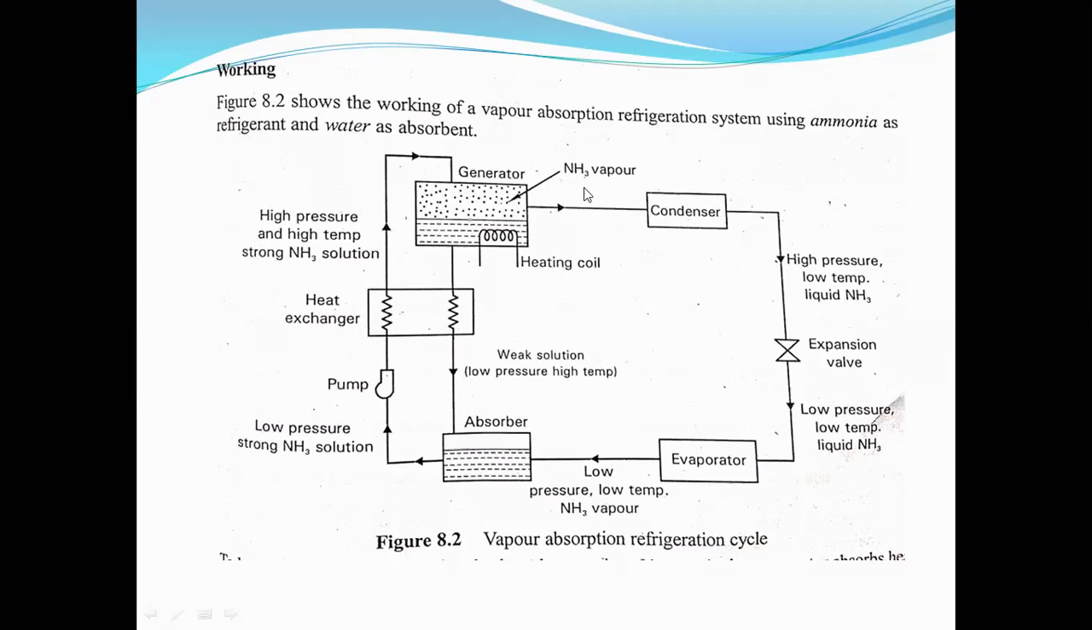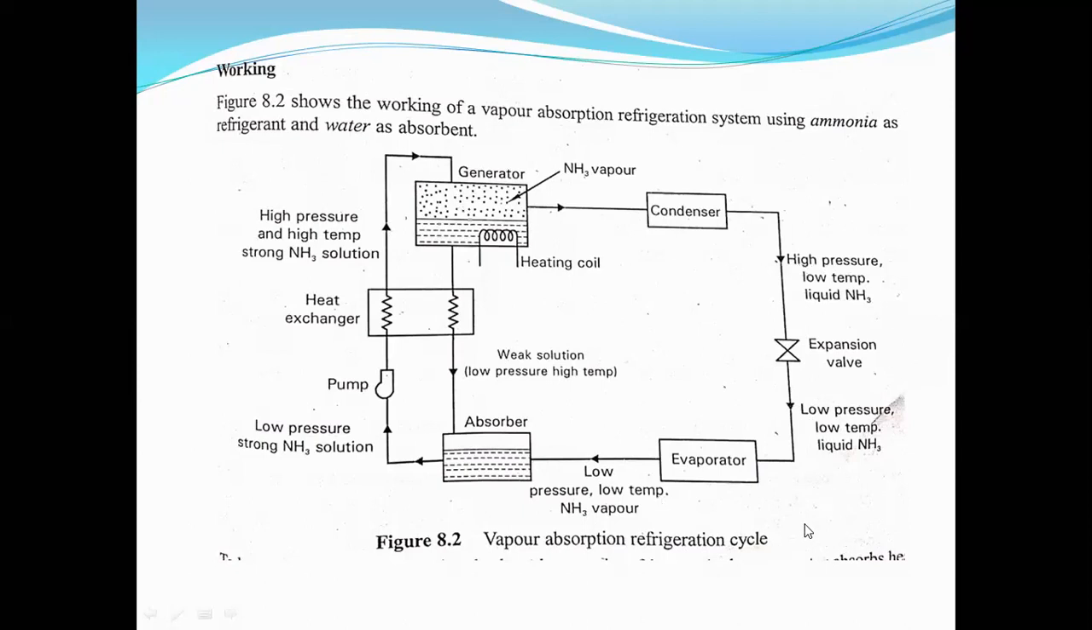So the temperature drops from higher temperature to lower temperature. Next it enters into the expansion valve, where the pressure decreases. Instead of high pressure, we'll get low pressure. Like that, the cycle repeats.